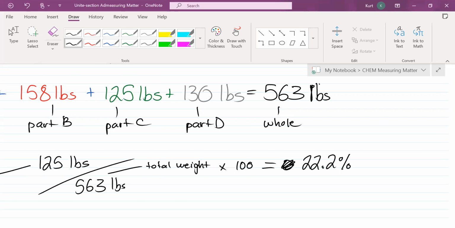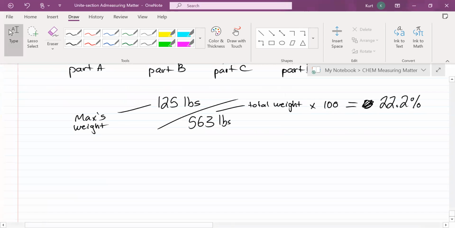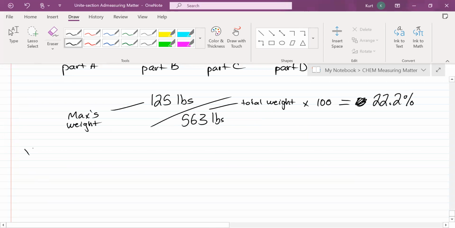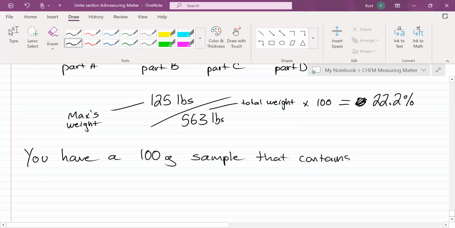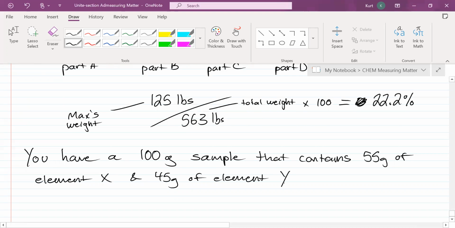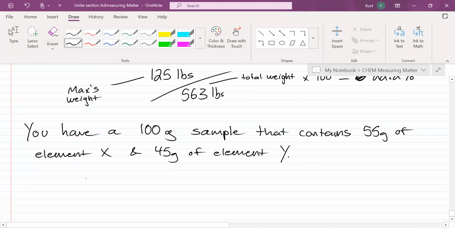Now, let's put it in terms of actual chemistry, okay? You have a 100-gram sample that contains 55 grams of element X and 45 grams of element Y. What is the percent composition of each?